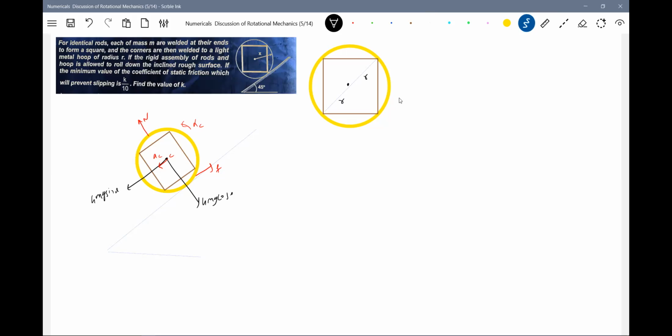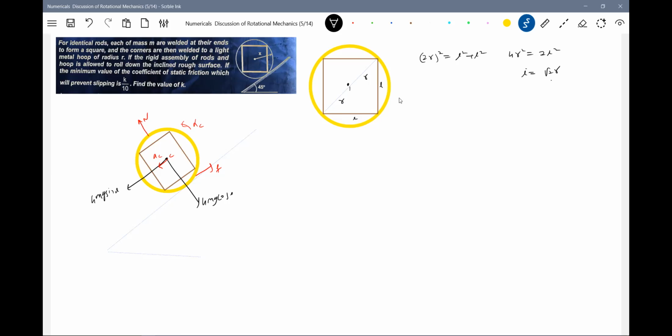If this is R, this is R. So what is the side length? Let the side length be L. So 4R, that is (2R) whole square, equals L square plus L square, or 4R square equals 2L square. So therefore L is equal to root 2 R. This will be the side length.